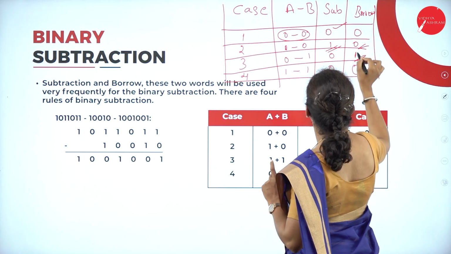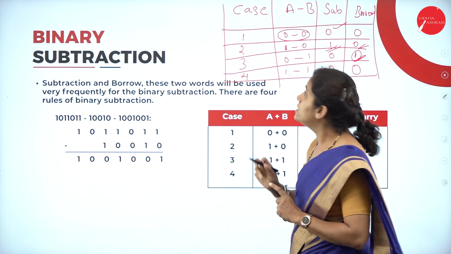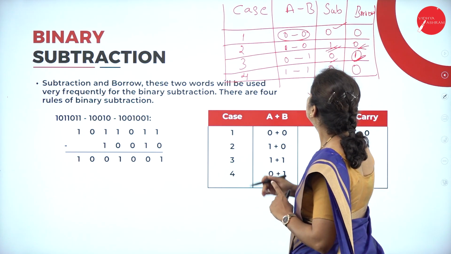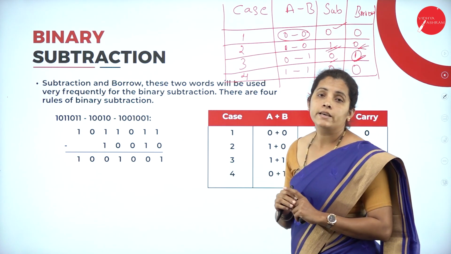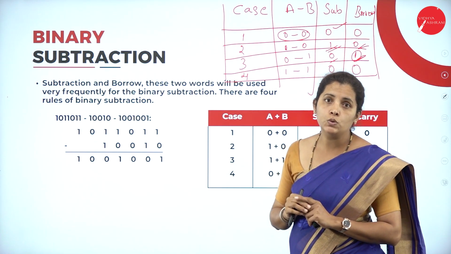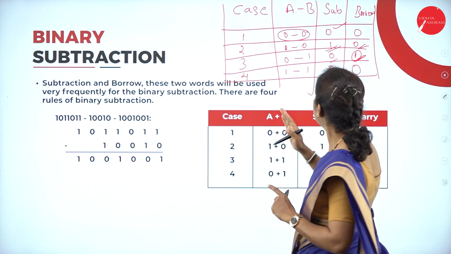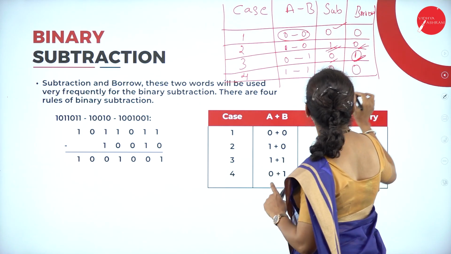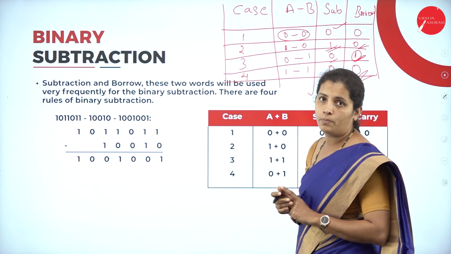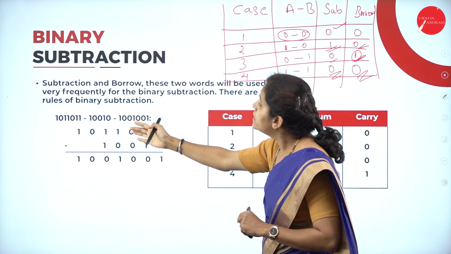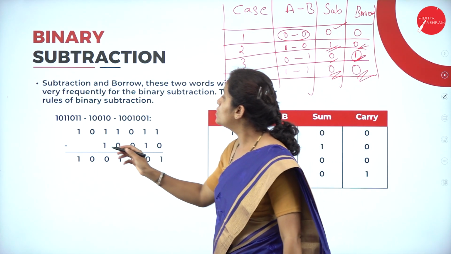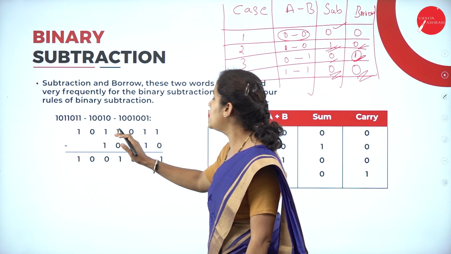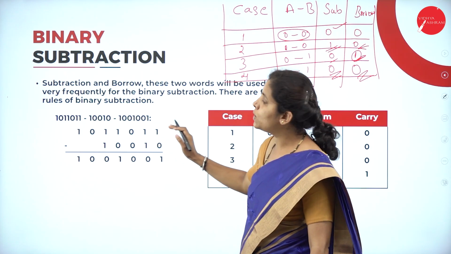So in borrow, I'm going to get 1, and in subtract, I'm going to have 0. The last case, if I have both the values 1 and 1, that is 1 minus 1, I'm going to get subtract 0 as well as borrow 0. So this is the example we have. What is the example we have? 1 0 1 1 0 1 1.